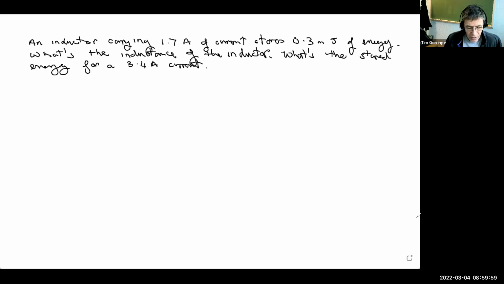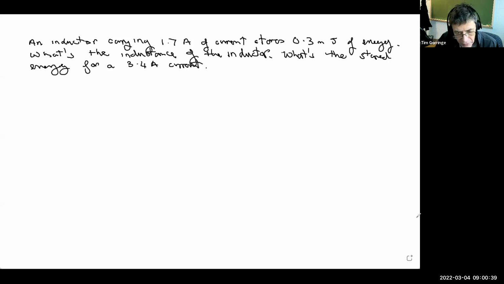In this particular example, we have an inductor. Maybe it's a solenoid, or maybe it's a coil. We don't know the geometry. It's carrying a current of 1.7 amps, and it stores 0.3 millijoules of energy. And from that, we've got to calculate its inductance, its self-inductance. And then once we've got the self-inductance, we'll imagine that we increase the current in the inductor to 3.4 amps, and we're going to calculate the stored energy in that case.